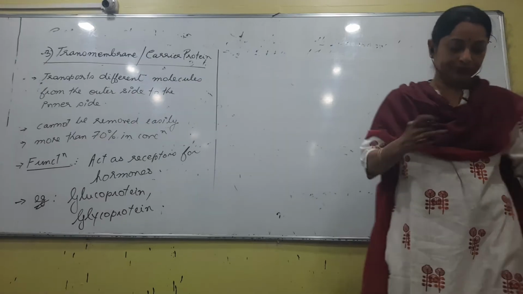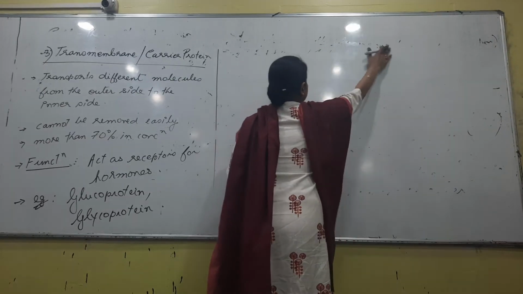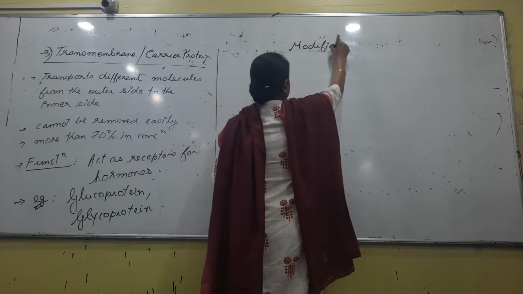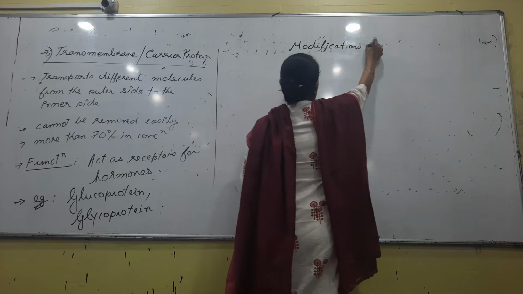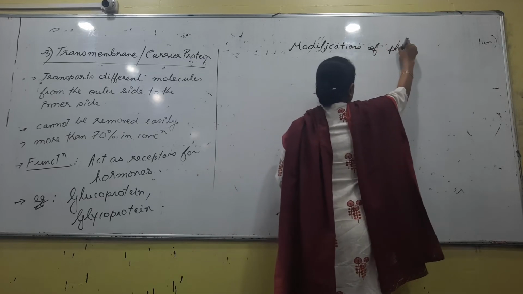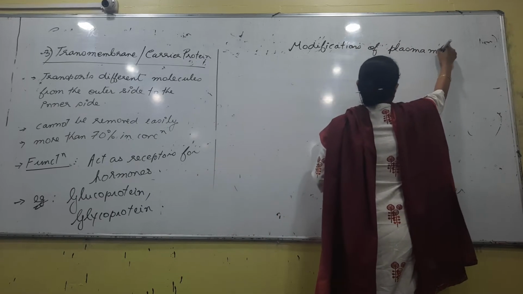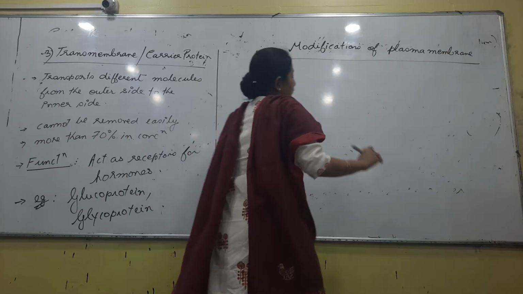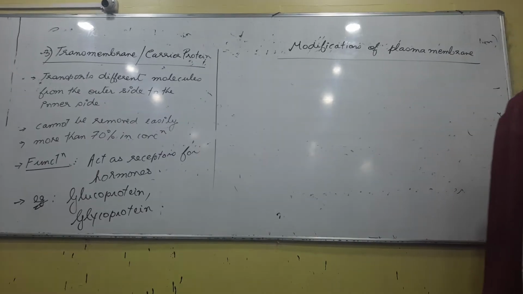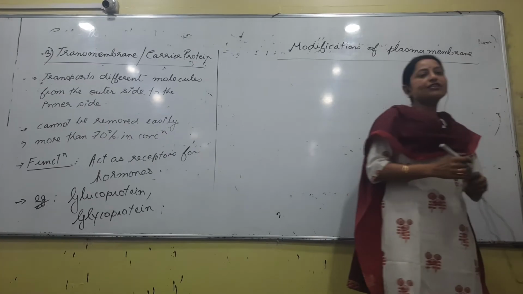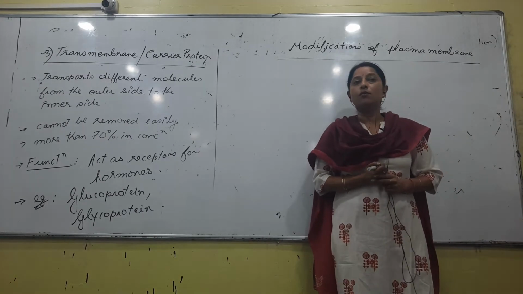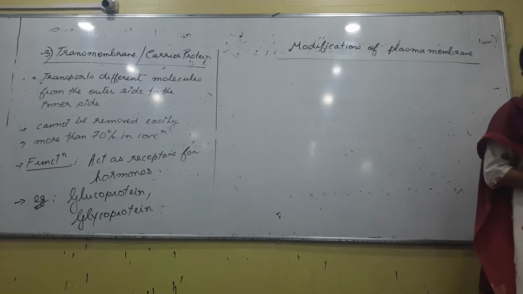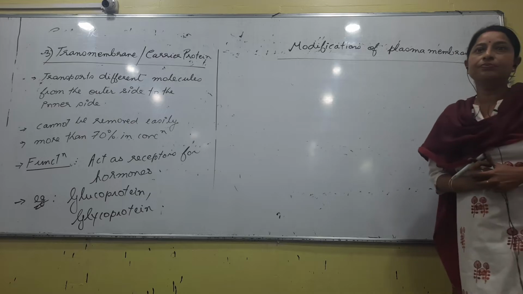Next, write. We have to talk about certain modifications of plasma membrane. Under modifications of plasma membrane, the first example that we remember is something called a mesosome. Remember the word mesosome?